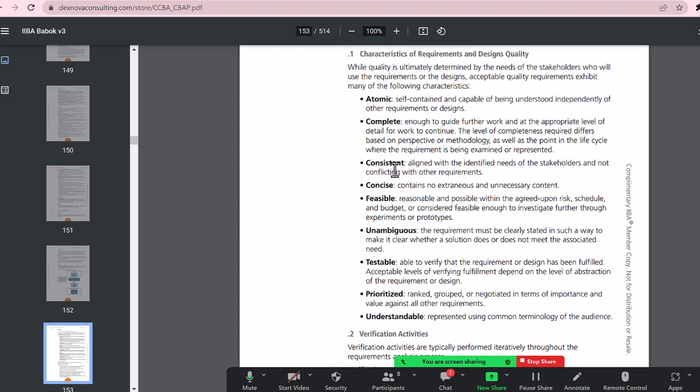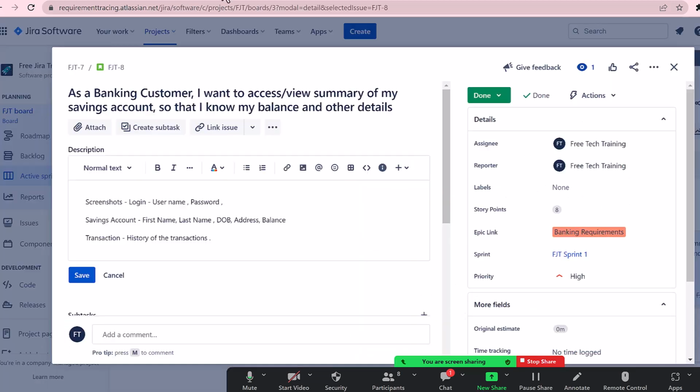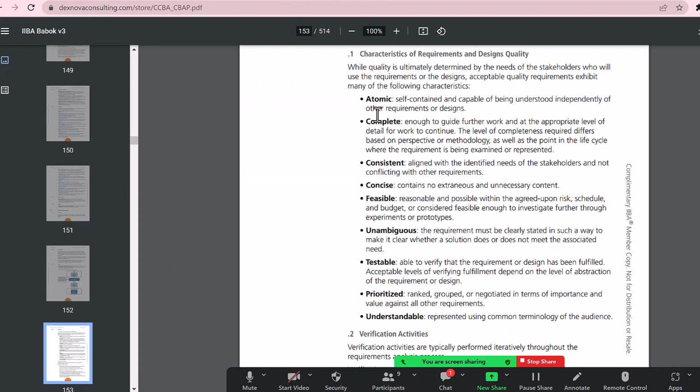Also it needs to be consistent. What does consistent mean? One requirement should not conflict with another. If you write a requirement here and then write a conflicting requirement, both are in conflict, and the developer will be asking whether to do this one or that one. Do not write requirements like that. You need to know end to end how the data is flowing. Only then you won't be writing conflicting requirements. So it needs to be consistent, not conflicting, and concise.